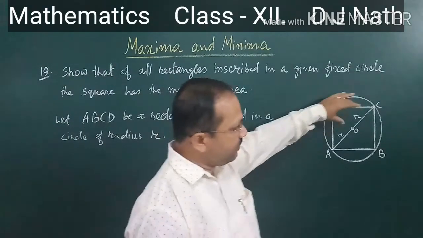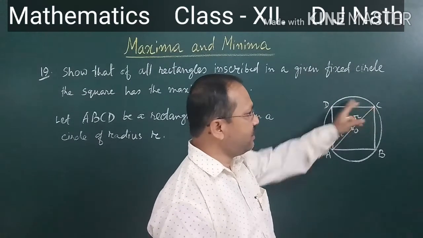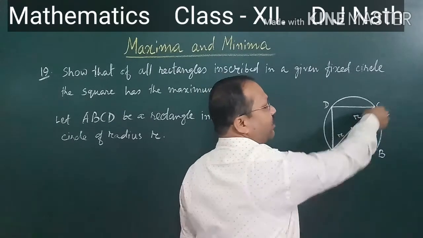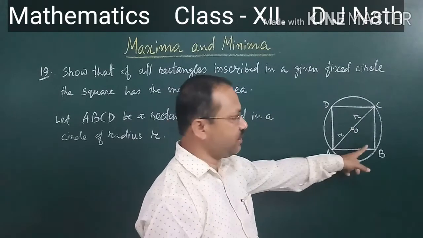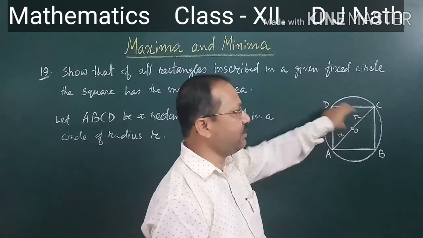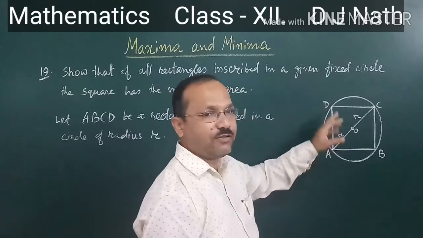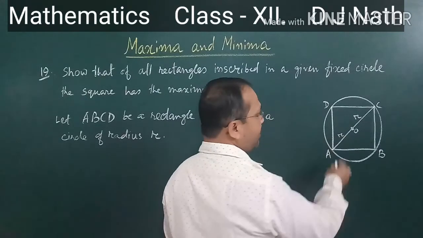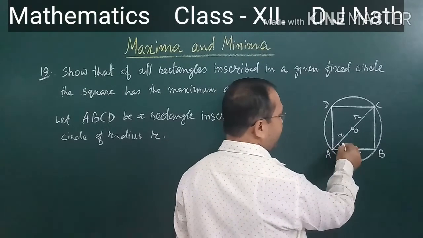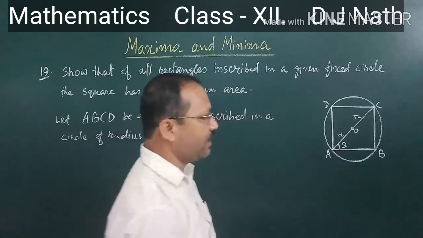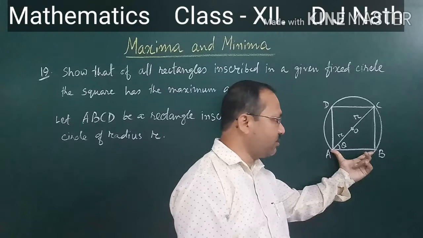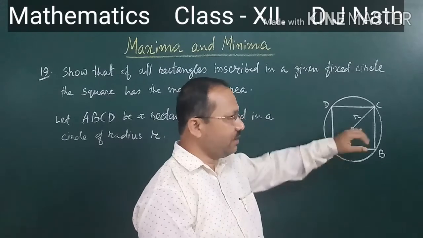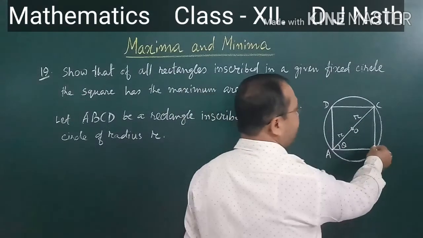Now, since it is a rectangle, each angle is 90 degrees. Definitely, the diagonal of the rectangle will pass through the center of the circle, because the angle in a semicircle is 90 degrees. So definitely the diagonal will pass through the center of the circle. So what will be the diagonal? The diagonal will be 2r. If we take this angle as theta, then by using trigonometry we can find the length of AB and the length of BC. Yes, because it is a right triangle.